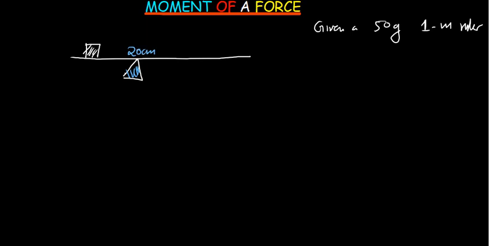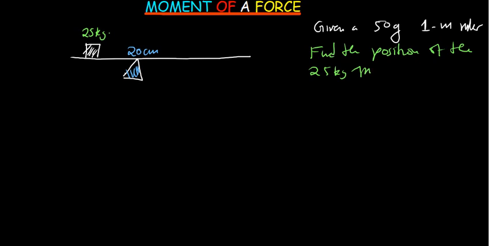Should I always use 20? It might confuse someone. No, it will not always be given as 20. This is just a question that I'm constructing. So here we are given like that, and then we have got this object which is 25 kg. Now the question is: find the position of the 25 kg mass from the beginning of the ruler.